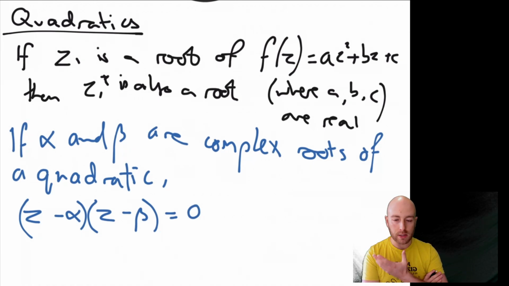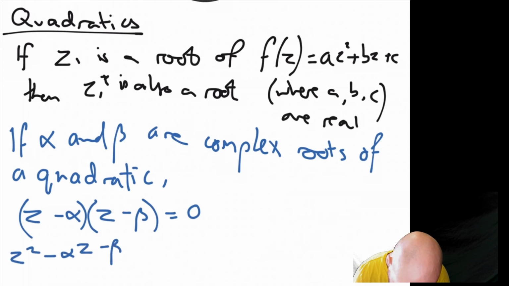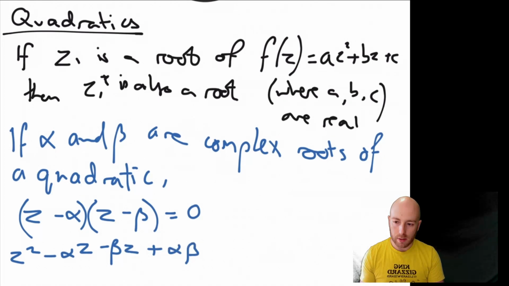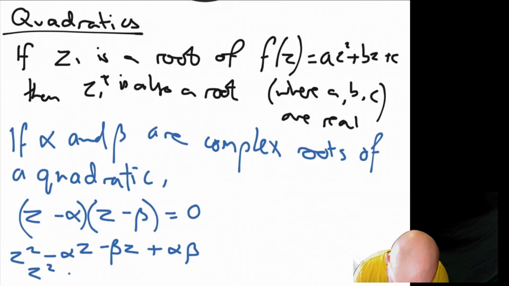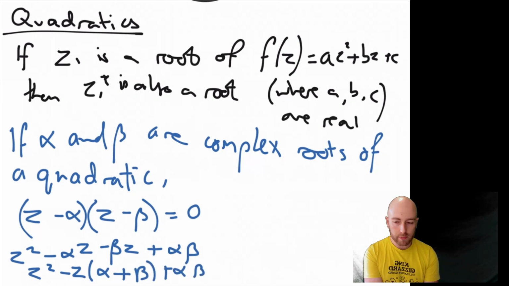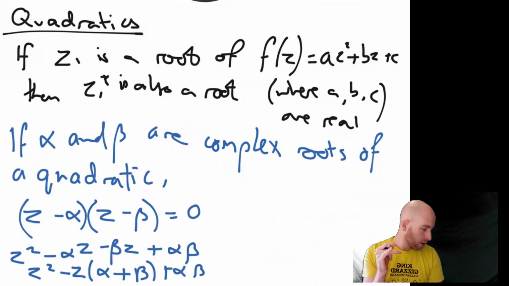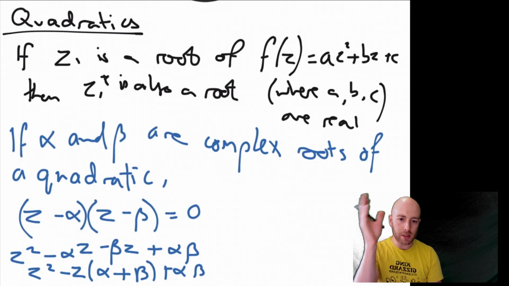So this is factorizing those complex roots. We could then expand this to get z squared minus alpha z minus beta z plus alpha beta. We could factorize out minus z to get z squared minus z times alpha plus beta, plus alpha beta. And that would then give us a quadratic with real coefficients. So a, b, and c have got to be real.